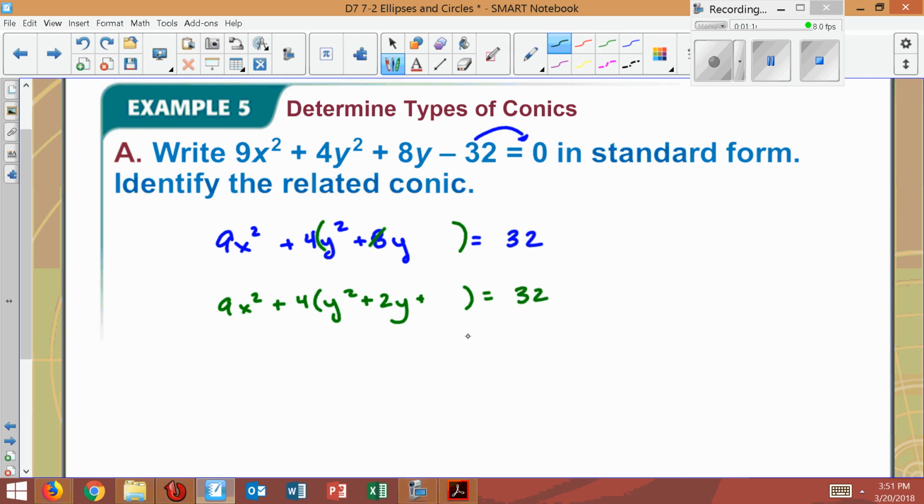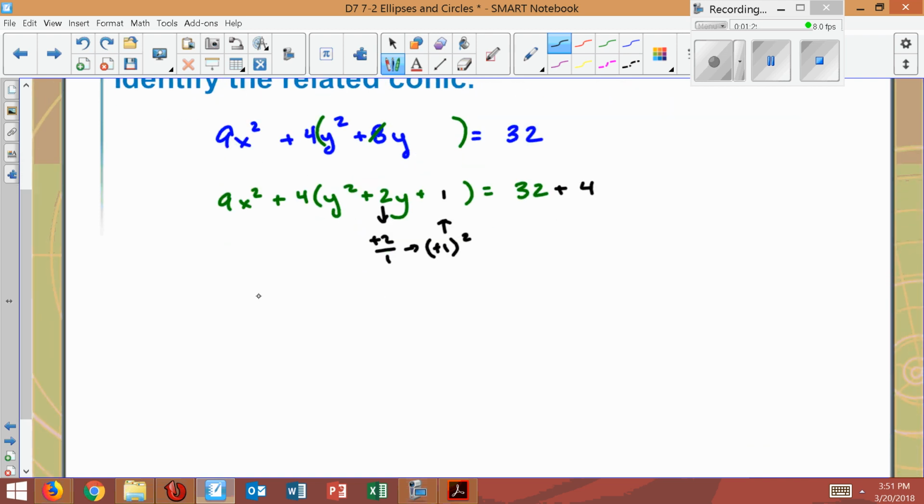And now, let's come over here and complete the square. We take our 2 divided by 2, which is positive 1. You take your positive 1, you square it, which gives you 1. Now, this is technically 4 times 1, so I need to add 4 times 1, which is 4 over here. Now, when I reduce, the x is 9x squared. This becomes 4 times y plus 1 squared, and all that equals 36.